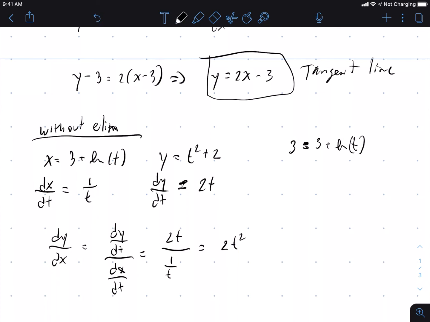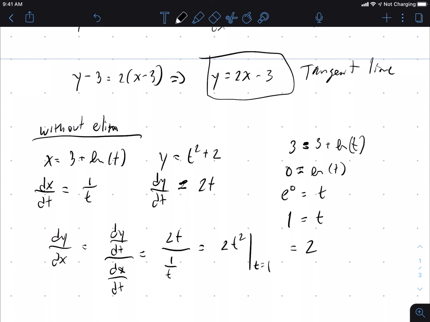So if x is 3 plus ln of t, we're going to try to solve for t. So we see that 0 is equal to ln of t. e to the 0 is t, so t is equal to 1. Agreed? Agreed. So then this evaluated at t equals 1 gives me a slope of 2. How convenient. That's exactly what we had before. And we go through the same process that we did, right? Point slope to slope intercept form. Agreed?